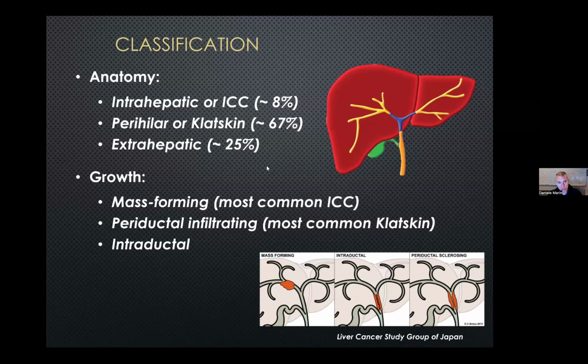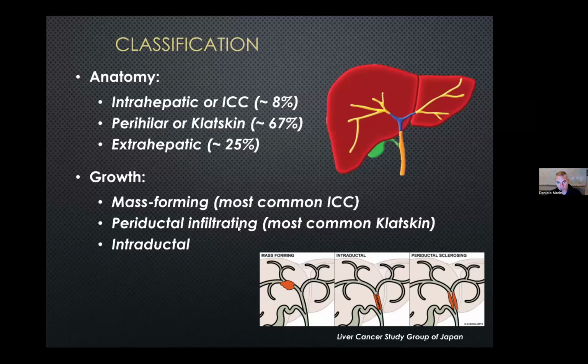And finally, in about 25% of cases, cholangiocarcinoma can happen outside the liver parenchyma and involve the common hepatic duct and the common bile duct. And those are called the extrahepatic cholangiocarcinomas.